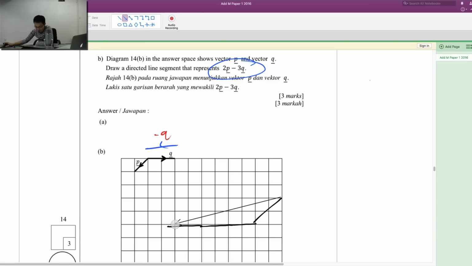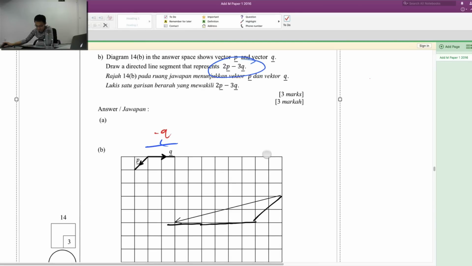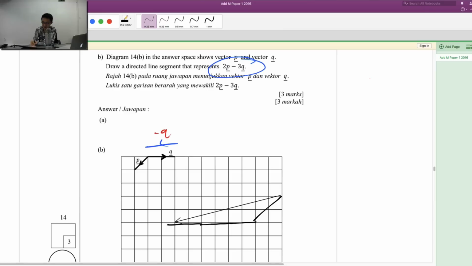Yeah, this is the correct one. Of course, in this line over here, you must draw the arrow also. Please do not forget about the arrow. Okay, and then you can erase your working, or you can leave your working there. I think it should be fine. Oh, no, I think erase your working.